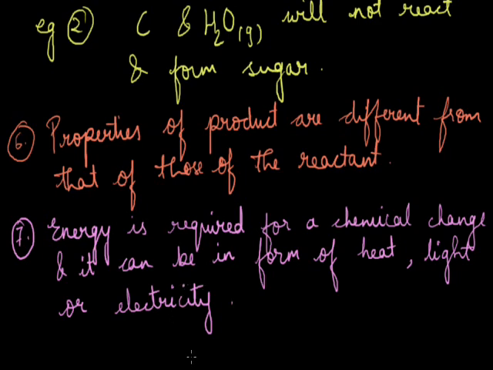Some reactions might take place in the presence of heat, some might require electricity, like that. So it depends upon the type of chemical reaction which we are carrying out, and according to that the energy requirement differs. This energy can be less or more, but initially there is a requirement of some amount of energy. So this completes the properties of the chemical reaction.